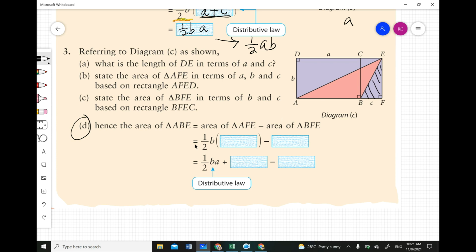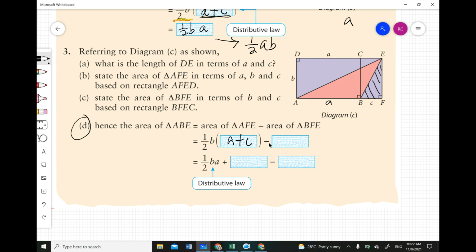So it will be 1 over 2 B. You can see from here, we are going to get the whole thing first, 1 over 2 B times A plus C. Can you see that? It is half of the triangle like this, so this part is half of the rectangle. So it will be 1 over 2 times A plus C times B, where the A, I get from up here. So we already have 1 over 2 B, we just need to write down A plus C.